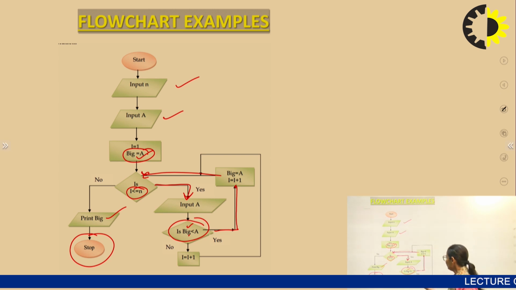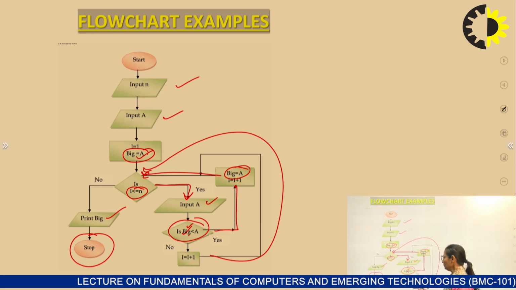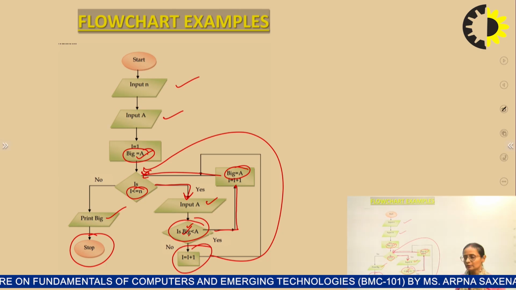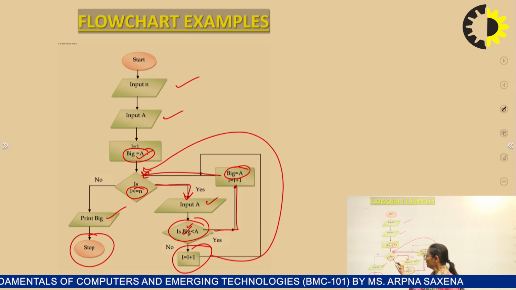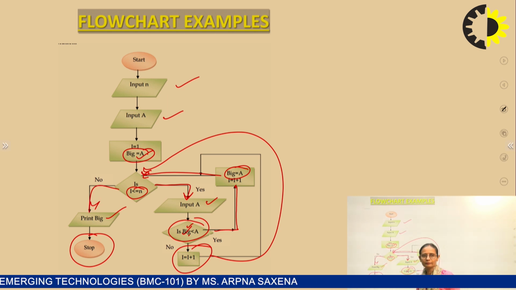And again we move to here. Now again we check the condition. Let's say we want to take another number. Again, we take that third number and check with this. If this is small, then what will happen? Big becomes my new number. Otherwise, big remains the same, unchanged, and we increment only the I variable. Up to when your I is greater than n, your loop will continue. After that, you will print the big, and then we say, okay, stop.